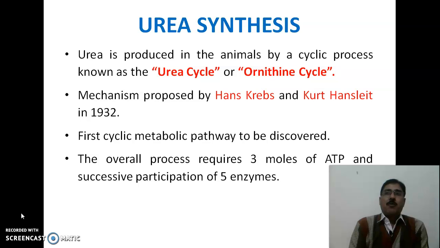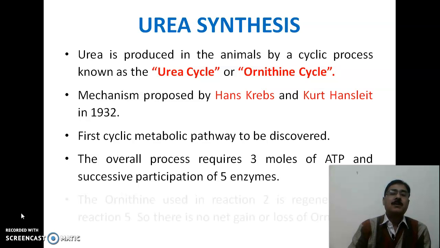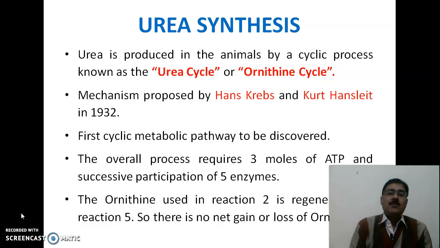Nearly 5 years before the Krebs cycle was described by Krebs. The overall process requires 3 moles of adenosine triphosphate, the ATP, and successive participation of 5 enzymes. The ornithine which is used in reaction 2 is regenerated in reaction 5. So there is no net gain or loss of ornithine, and hence it is known as the ornithine cycle or Krebs-Hansleit cycle.